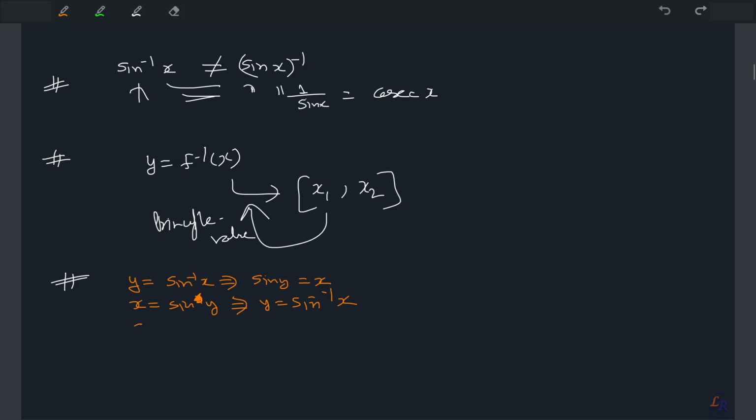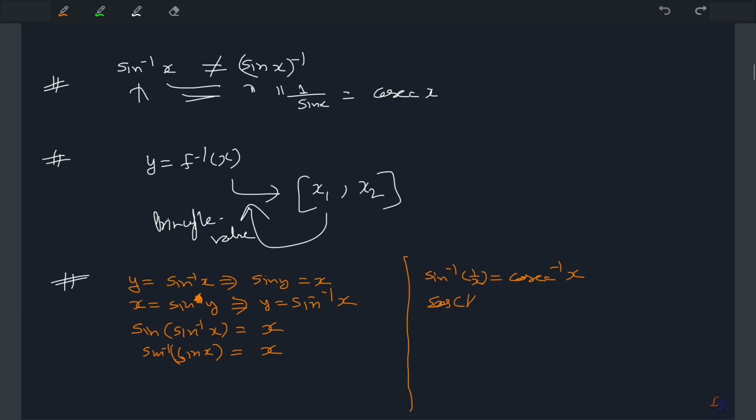The other property which we have seen is that sine of sine inverse x is equal to x, and similarly you can write sine inverse of sine x is equal to x. The other property we had seen about inverses was sine inverse of 1 by x, which we wrote as cosec inverse x.